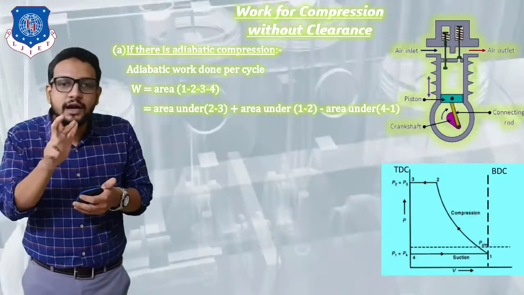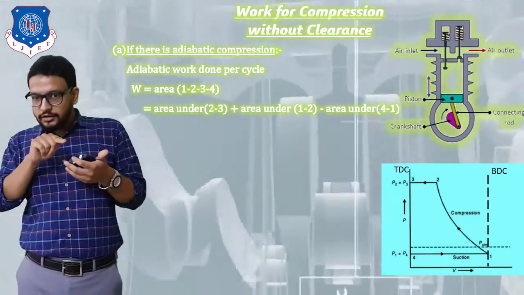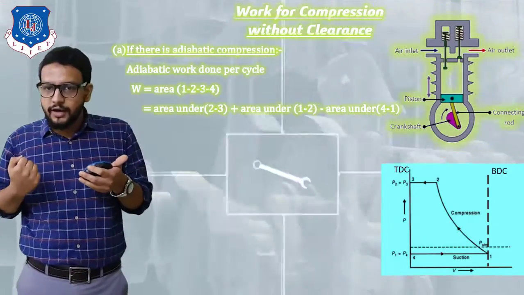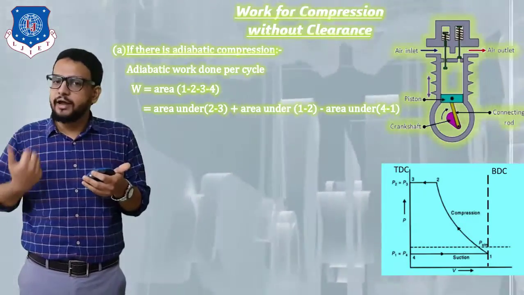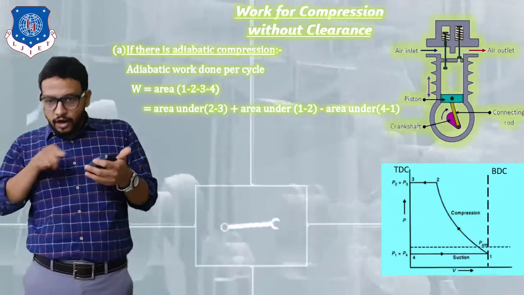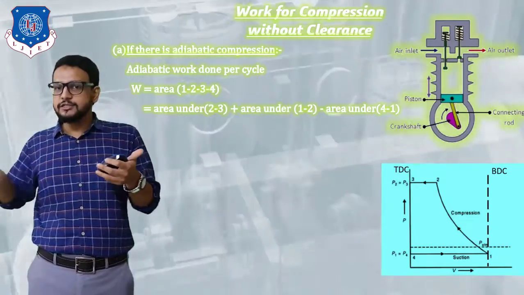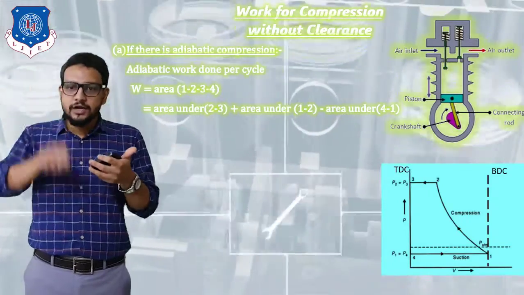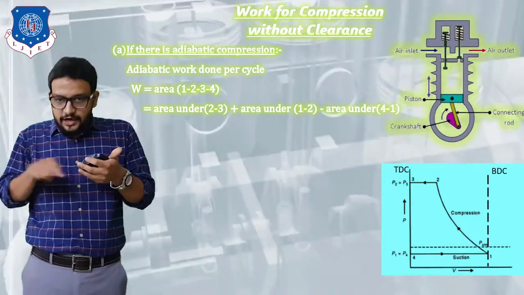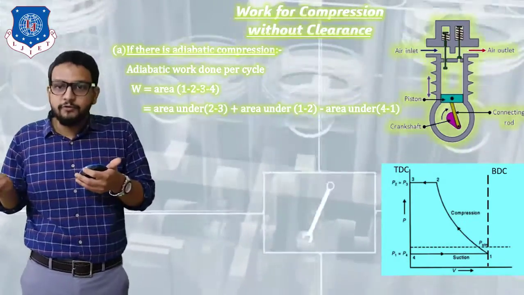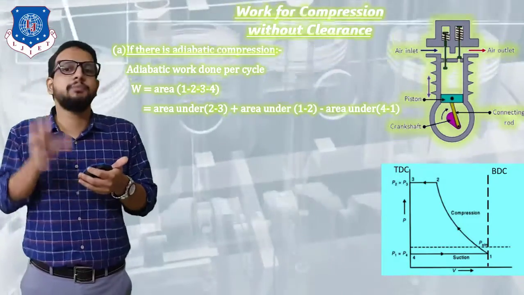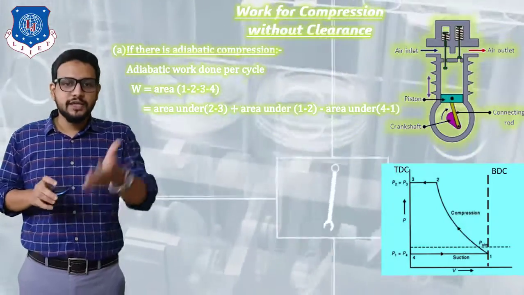Similarly, what is the area under 4 to 1? Now see carefully, the area under 4 to 1 again represents a rectangle. So what is the formula to determine the area of a rectangle? It is again length into breadth, or we can say length into height. How much is the length? If you see carefully, the length is V1, and the height is P1. So the area for this rectangle 4-1 is P1 V1, which means the work which has to be subtracted is P1 into V1.